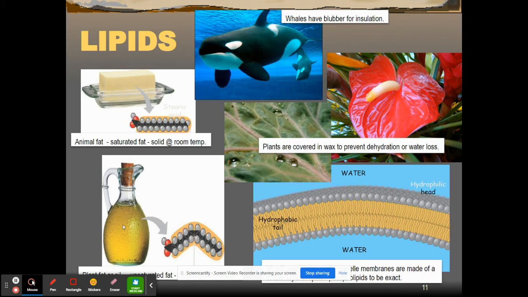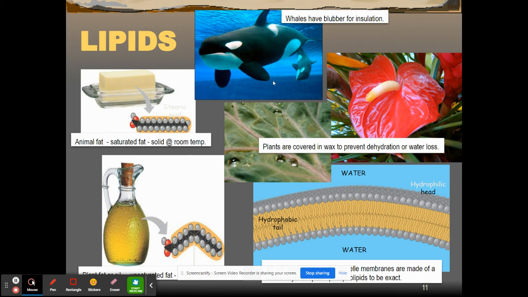If you look down here, this is a plant oil or a plant fat, and that one's got a bend. It's got a double bond in there. That means it's unsaturated. That means it's liquid at room temperature. So vegetable oil and canola oil are all different types of plant oil, olive oil. These are plant oils, and they are made of long fatty acid chains that have double bonds in them.